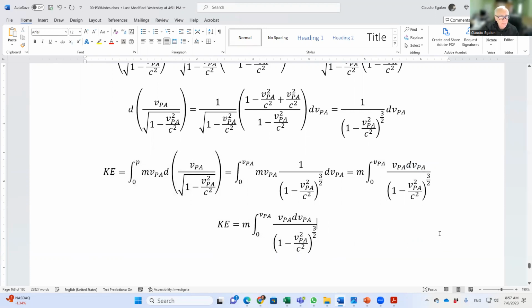Like that. And then, what else can we do? This integral is not difficult, right? This integral is not difficult at all. We have a VPA term here. We have a VPA squared term here. We have to worry just about constants, right?